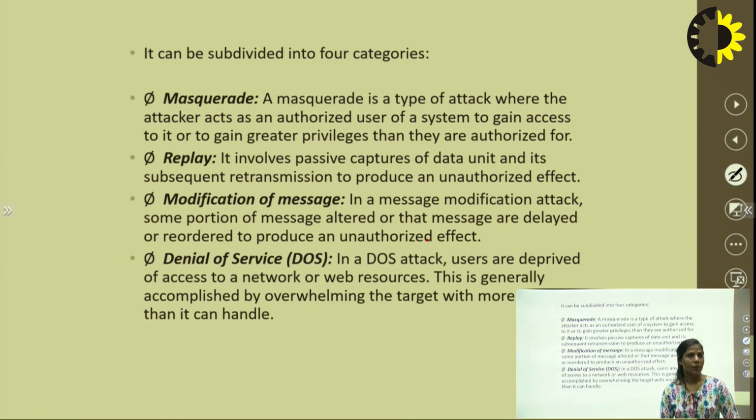What is masquerade? It is a type of attack where the attacker acts as an authorized user of a system to gain access to it. He or she tries to be an authorized person. He doesn't actually have the accessibility permission to access that particular information, but he acts as an authorized user. So this is the masquerade attack.